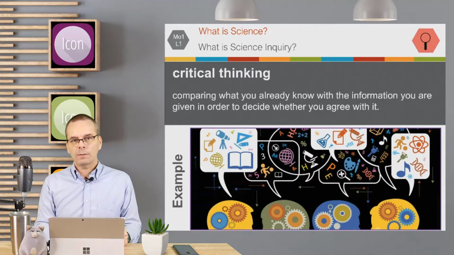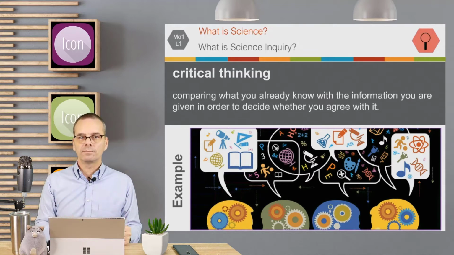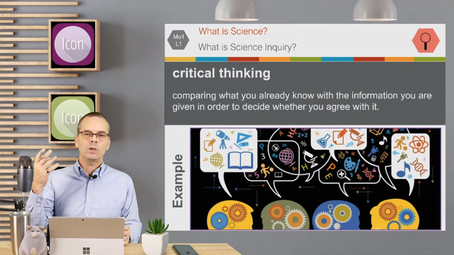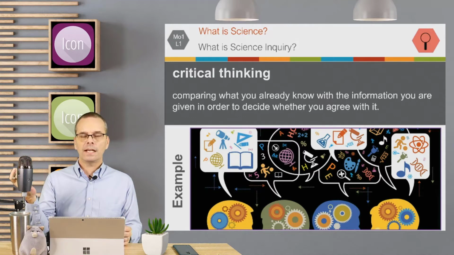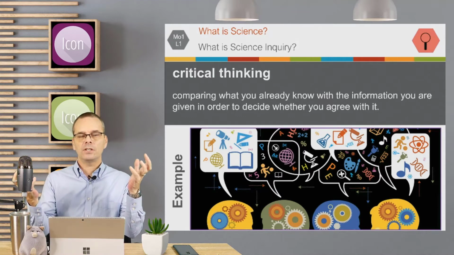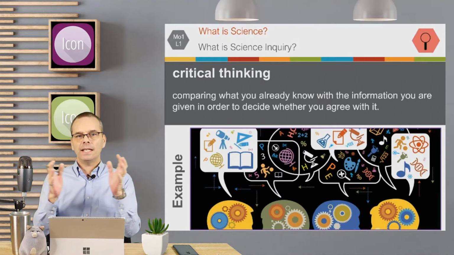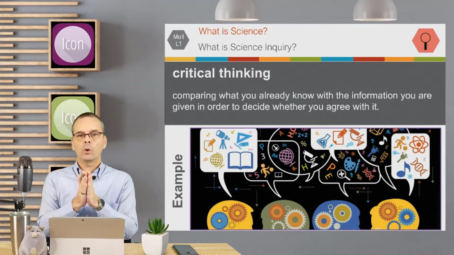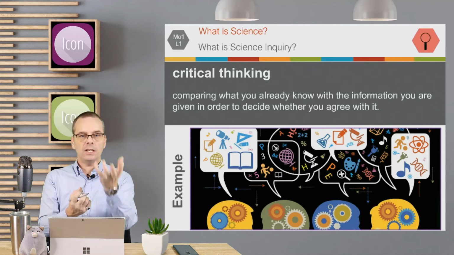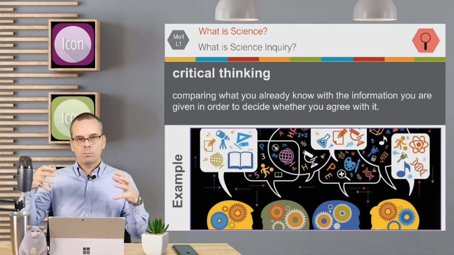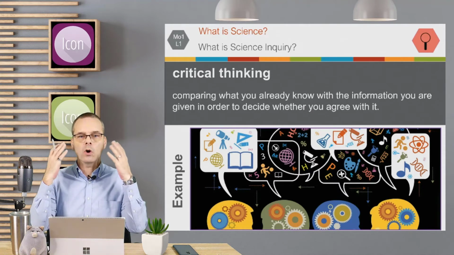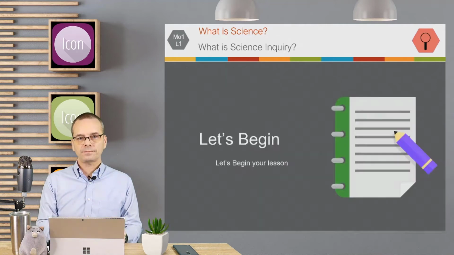And our final vocabulary word is critical thinking. And that's basically taking what you already know and comparing that with information that you have been given and deciding whether you agree or change your mind based on that. We call that critical thinking. It's about taking in new knowledge and putting it in with what you already know. So let's go ahead and begin the lesson.